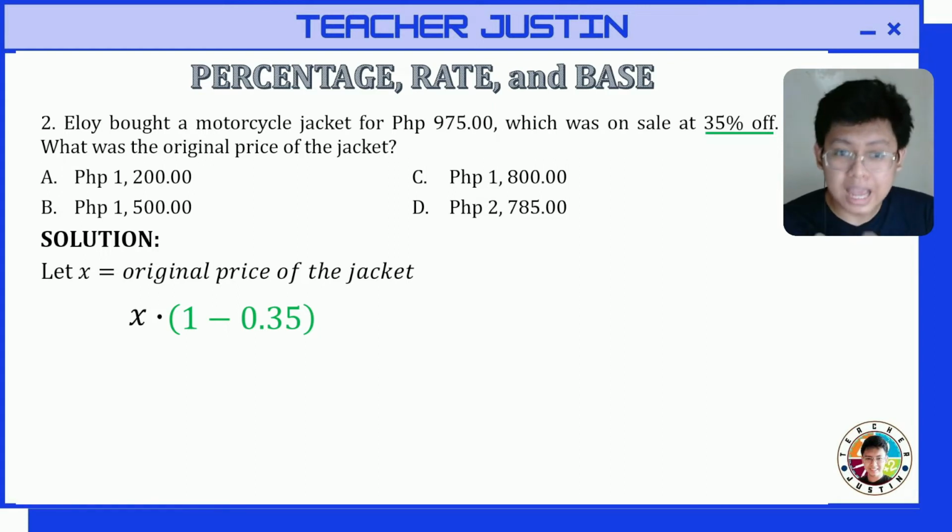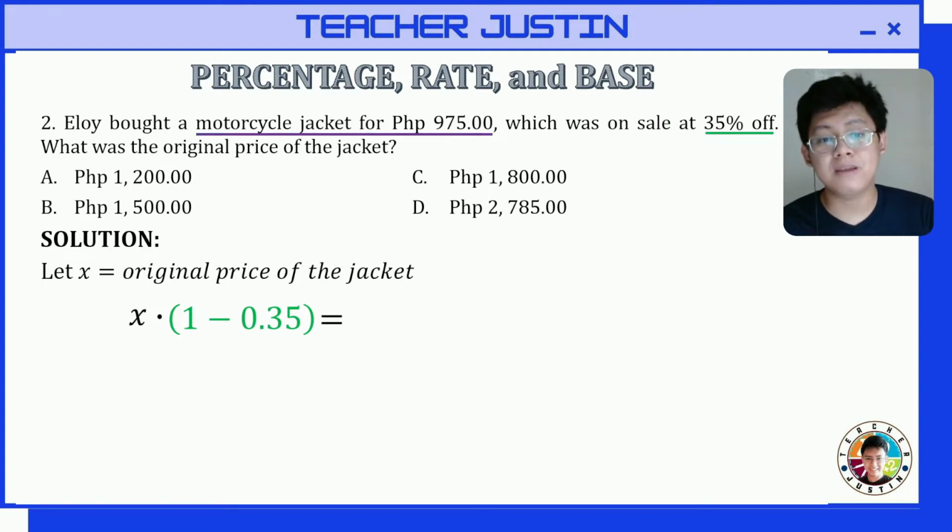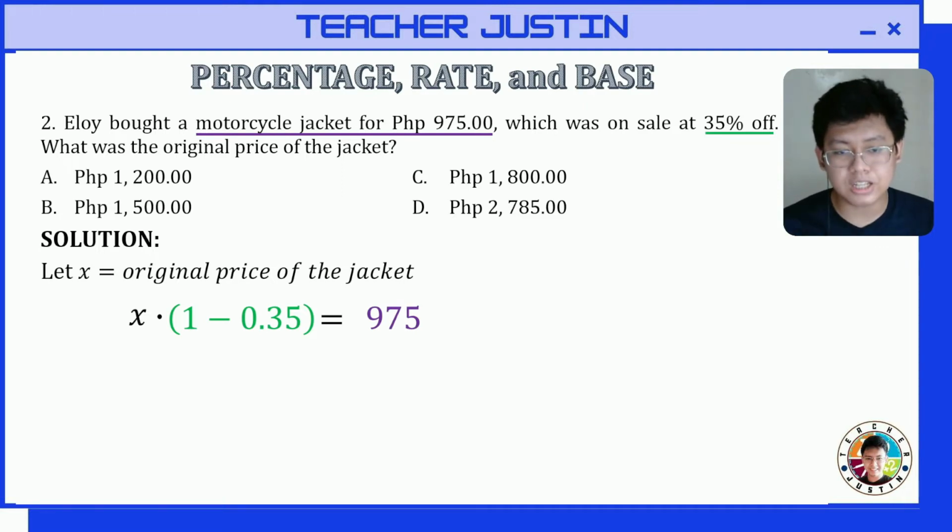So, nabili ni Eloy yung motorcycle jacket for 975 pesos. So, ito yung magiging equation natin. So, X, original price, times the 35% off, which is translated as 1 minus 0.35, it is equal to 975. Yan. So, nakuha na natin yung ating equation. Let's solve for the value of X. So, 1 minus 0.35, unahin natin yon. That is equal to 0.65.